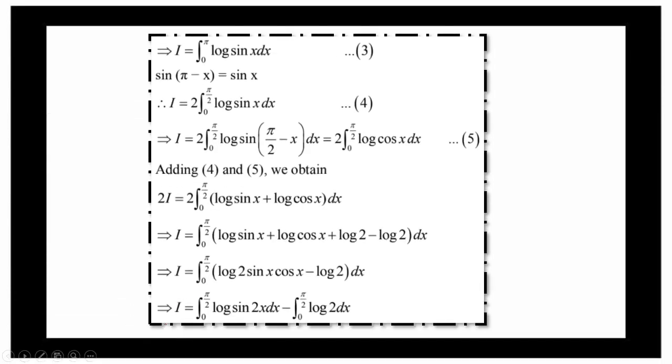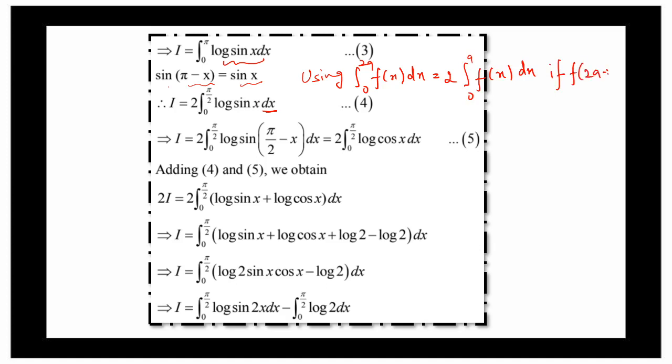Now look at this next step. Now I is equal to integral 0 to pi of log of sin x, right? So now we know that sine of pi minus x is sin x, right? So we are using this property, integral 0 to 2a of f(x) dx is equal to twice the integral 0 to a of f(x) dx. This happens only if f of 2a minus x is equal to f(x). So we have considered 2a as pi here. So a will definitely be pi by 2, right?